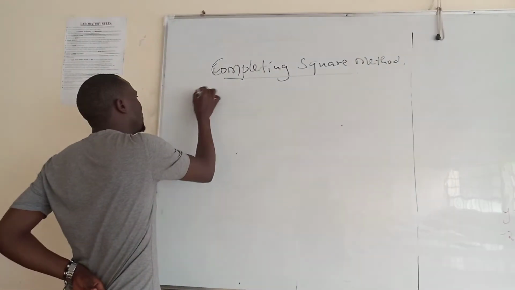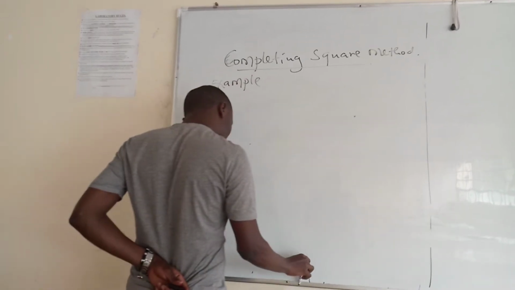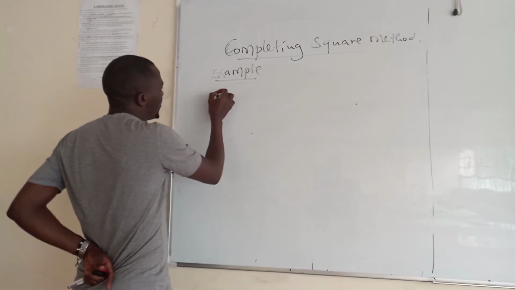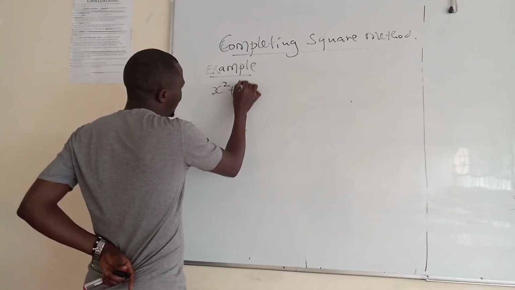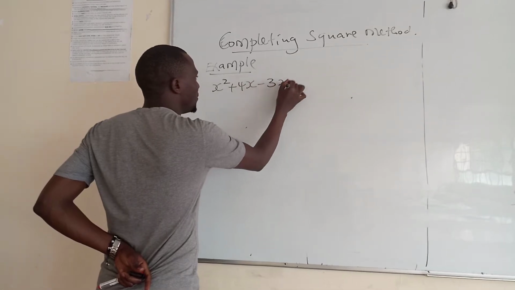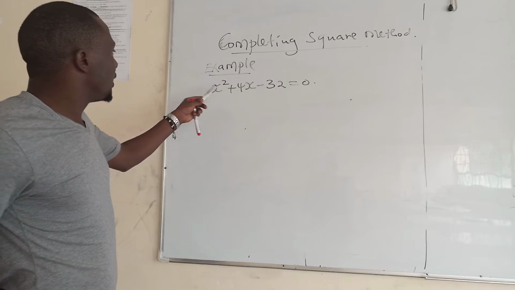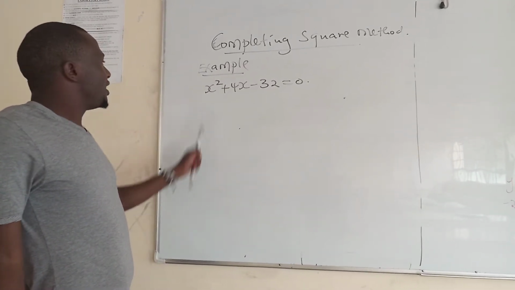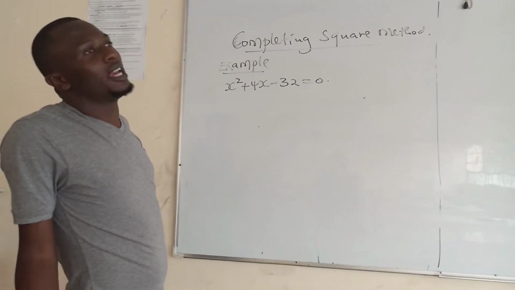So, for example, remember, if you are given a problem of this nature, x squared plus 4x minus 32 is equal to 0. Now, for such a question, realize the coefficient of x squared here is 1. And if it is 1, the completing square method now allows us to proceed with the next step.